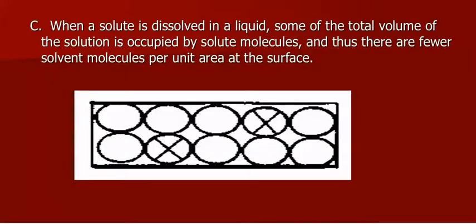When you have a solution, there are fewer solvent molecules at the surface because at the surface there are also some solute molecules. This is a picture looking down at a container of solution. The X's represent the solute particles. The circles represent the solvent particles. The vapor pressure of a solution is lowered because there are fewer solvent particles at the surface. So there are fewer solvent particles evaporating, which thus lowers the vapor pressure.